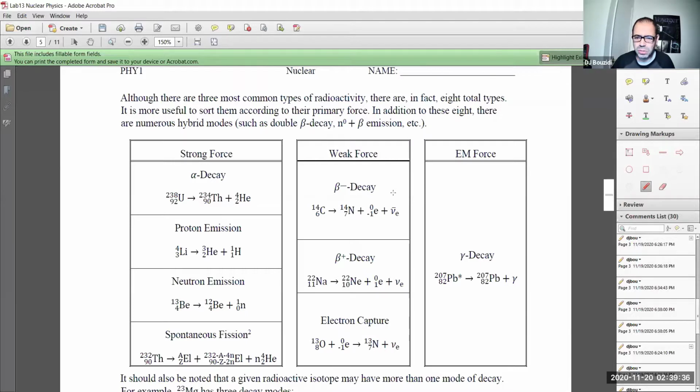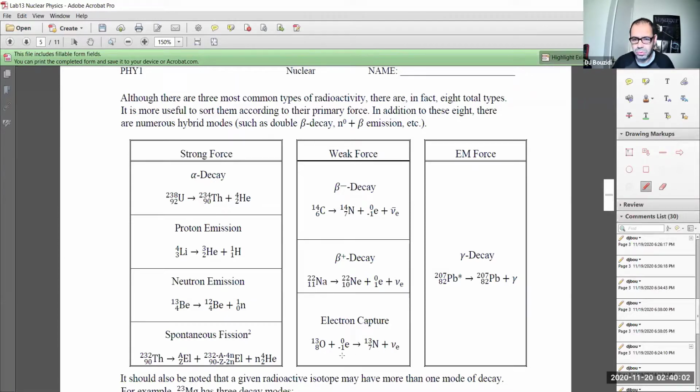Then you have the weak forces. The weak forces are actually the beta decay, both positive and negative. And you have also the electron capture, which looks awfully similar to the beta positive decay, but it captures on the other side. In other words, when you move this one to the other side, you change its sign, and it becomes another. So you have oxygen 13, which is an isotope. It captures an electron and becomes nitrogen.